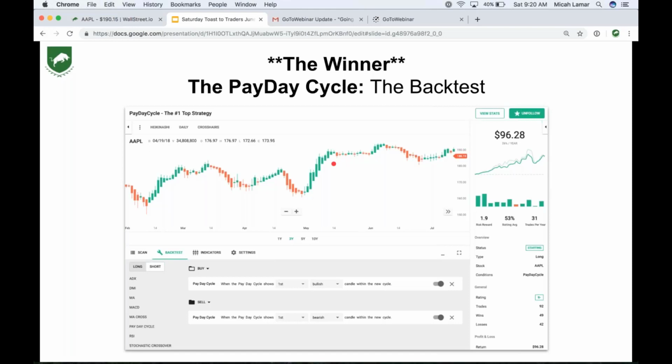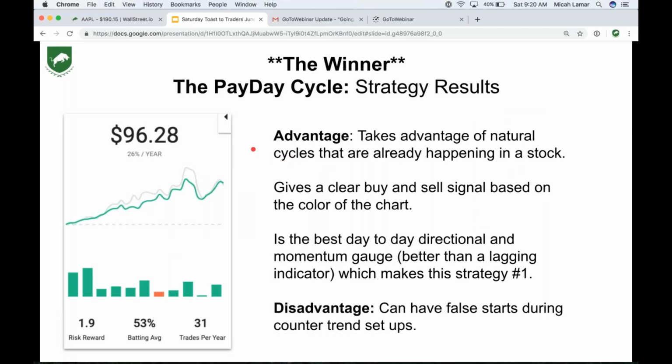Now, the results of this are pretty amazing, actually. And again, what I love about this is it's not necessarily using a subchart or indicator that's lagging. It's literally using that day's candle in a Heikin-Ashi format to generate buy and sell rules. Now, this strategy has a lot of advantages. The biggest one is it takes advantage of naturally occurring cycles.